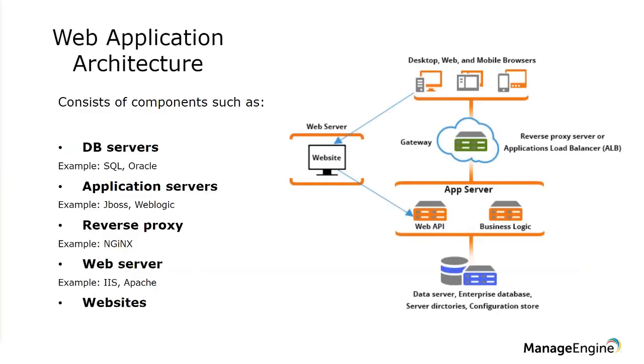So once again, a quick look at the web application architecture that we had seen in part 1 as well. We know that a typical web application architecture consists of components that you can see in this slide right here. So in week 1, we performed the first logical step, that is to discover the servers and then talk about categorizing and monitoring them.